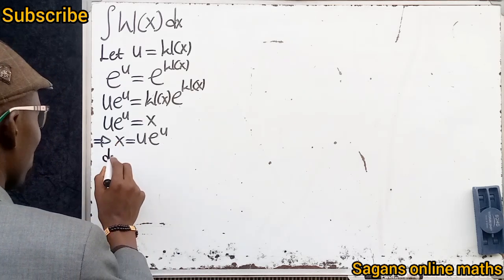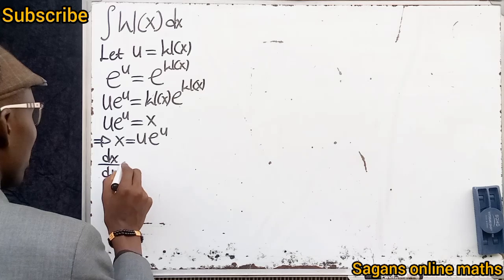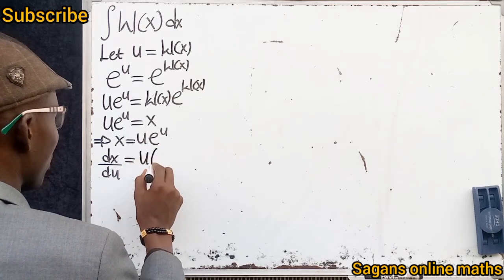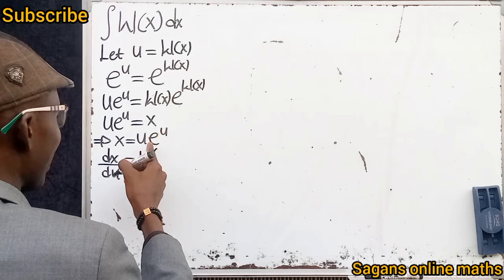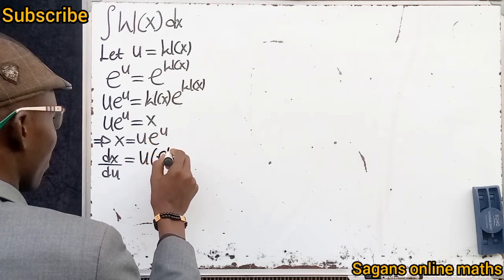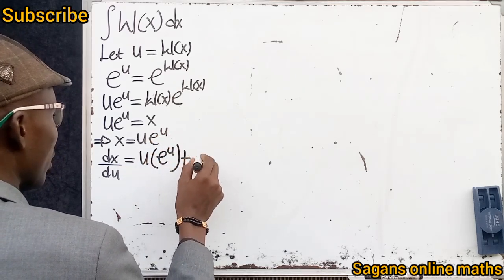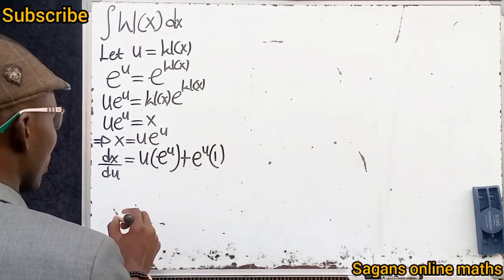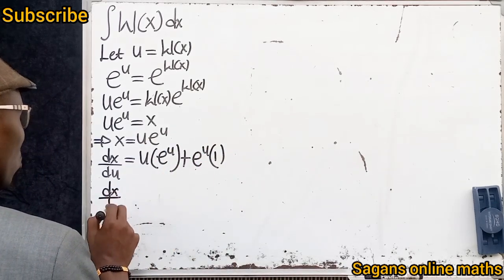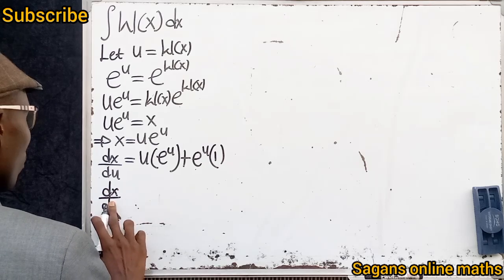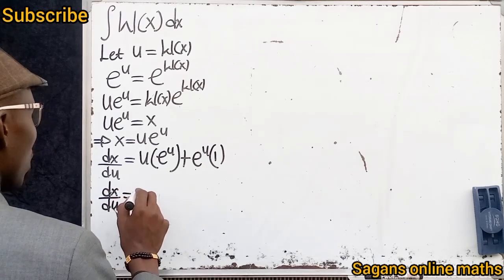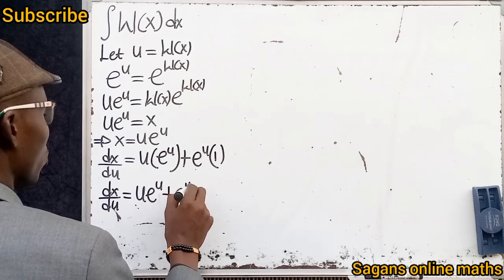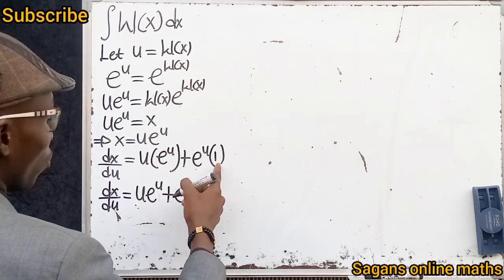Now let's differentiate x with respect to u. Let's say that dx over du is equal to, we can use the product rule here. So we'll keep u constant and differentiate e to the power of u. Remember that e to the power of u differentiates to itself, okay, plus we'll keep e to the power of u constant and differentiate u. If we differentiate u, we're going to have 1. That means dx over du is equal to u multiplied by e to the power of u, then plus e to the power of u. Wow, because this times 1 is just this.